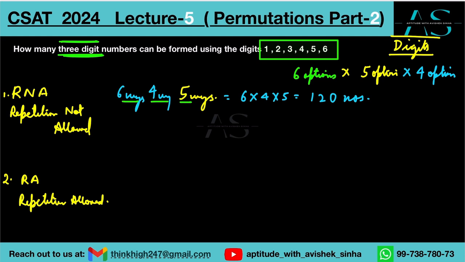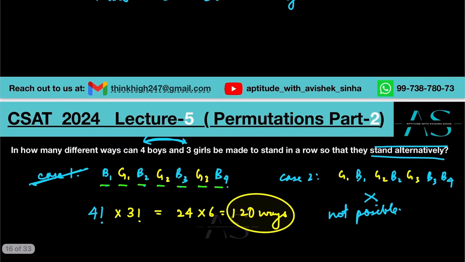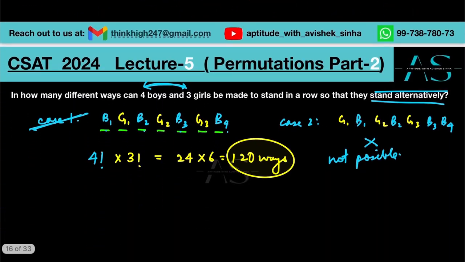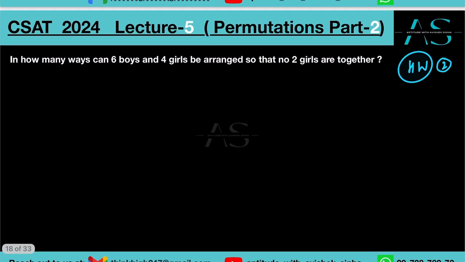I hope this is clear. Alright, just a second. Somewhere we have made a few mistakes. 24 into 6, not 120. 24 into 6 is how much? 144. 24 into 5 is 120. Okay.